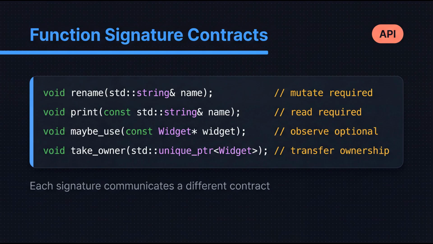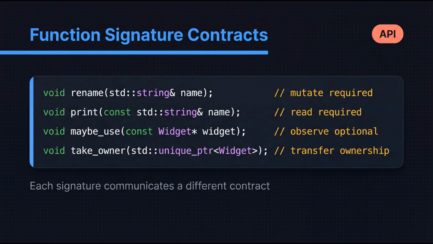Four examples. First, void rename, taking string reference name. The reference says this function will mutate the object and the caller must provide a valid one. Second, void print, taking const string reference name. The const reference says this function will read the object but won't modify it.